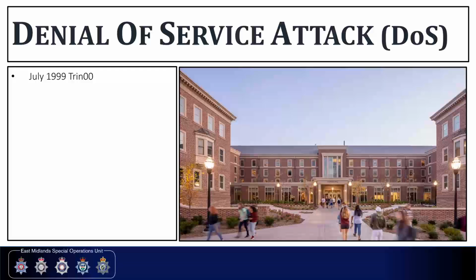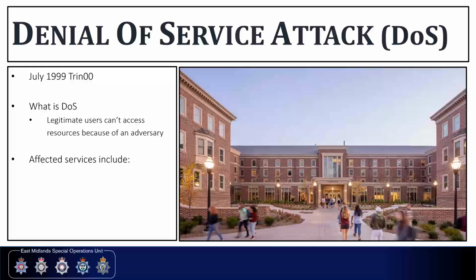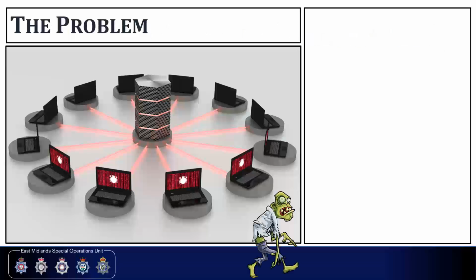So what actually is a denial of service attack? A DOS attack occurs when legitimate users can't access resources because of the actions of a malicious adversary. Services that no longer work and you wish they did include things like email, websites, online accounts, and employees not being able to remotely work. So how does it work?